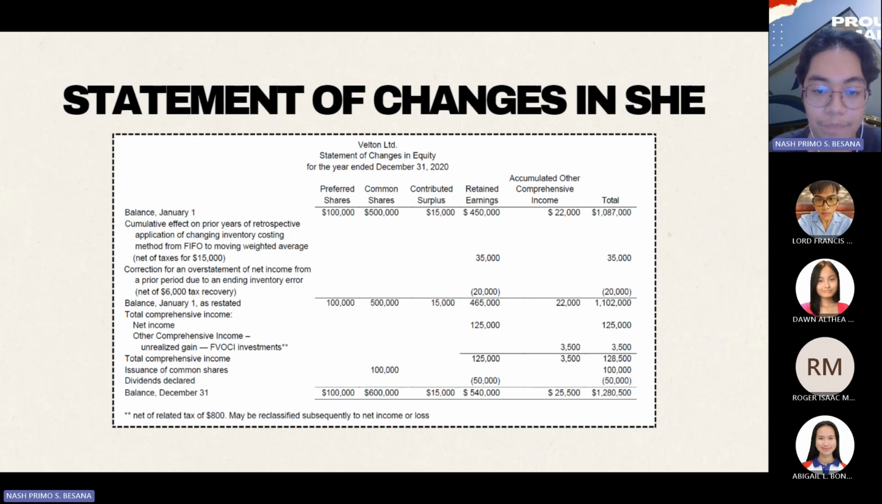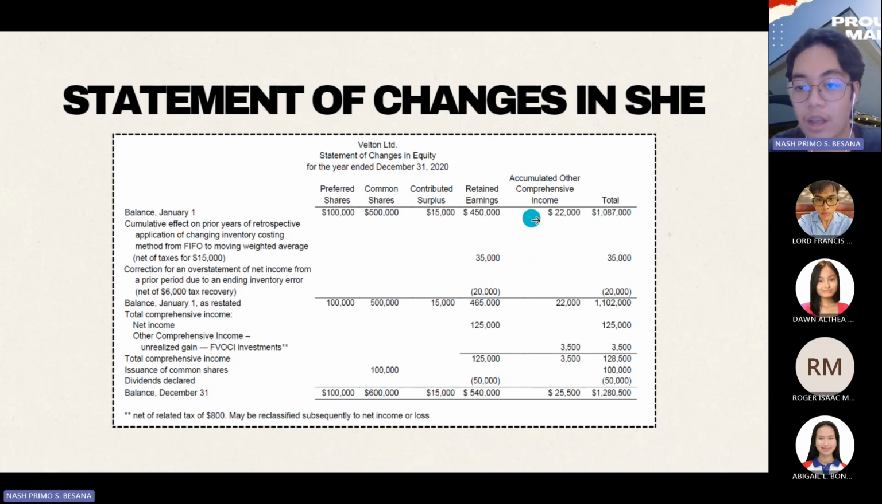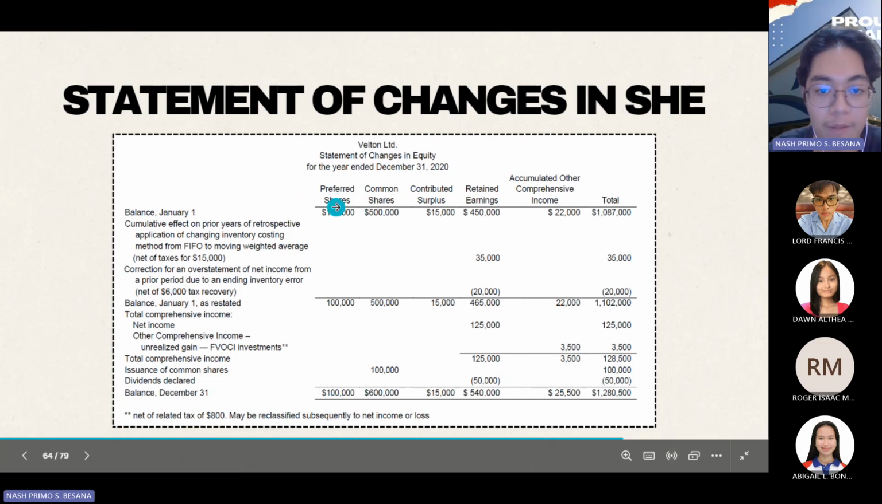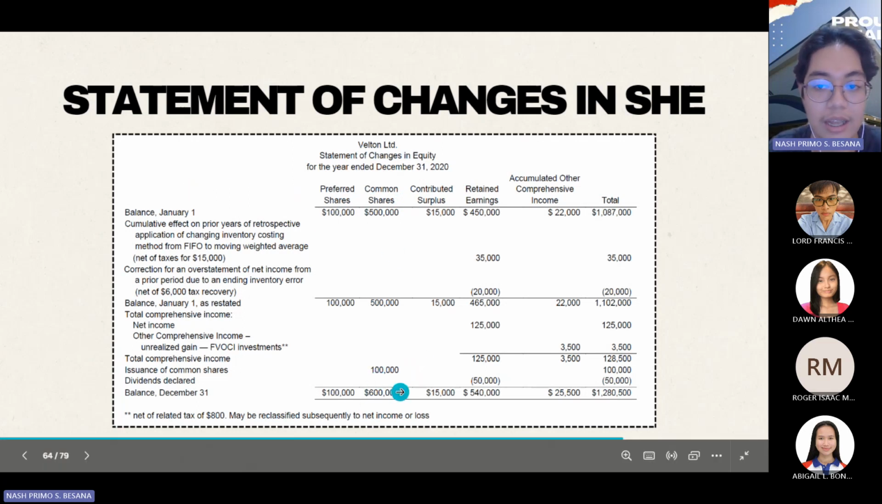So as you can see, tagi-isang column per element ng shareholders equity. We have preference shares, common shares, contributed surplus or share premium, retained earnings, accumulated other comprehensive income, which is yung OCI, and then yung total nila. So dito preference shares, wala daw nagbago, so same pa rin. But in here, common shares, 500,000 siya on January 1. Tapos, ang balance niya December 31, 600,000. Kailangan siyang i-reflect dito sa statement na to.